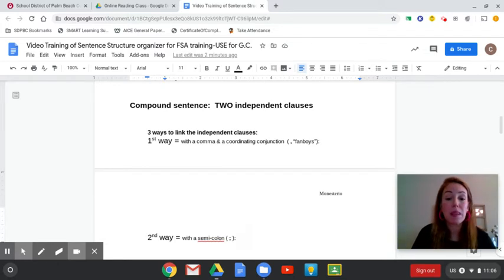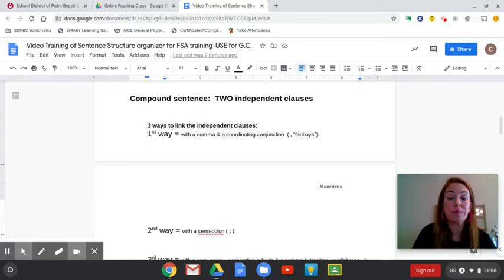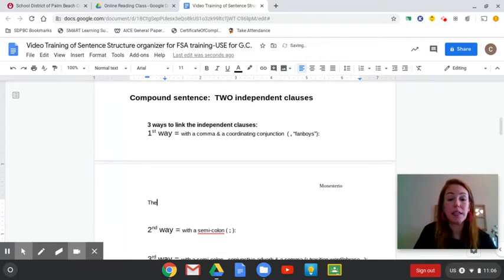So let me show you what I mean. We're going to start with our original independent clause. The dog ran to the tree. Let's write that. Yes, write it again. The dog ran to the tree. This time I'm not going to put a period because I'm linking two independent clauses together.